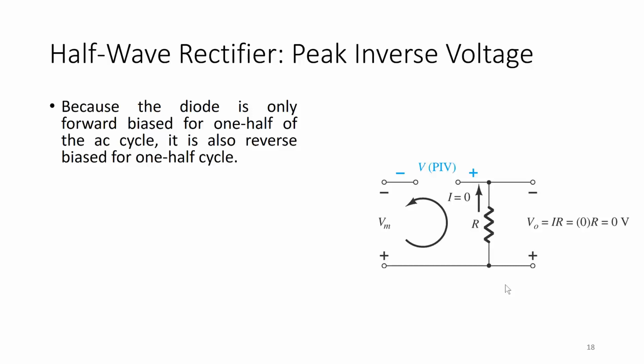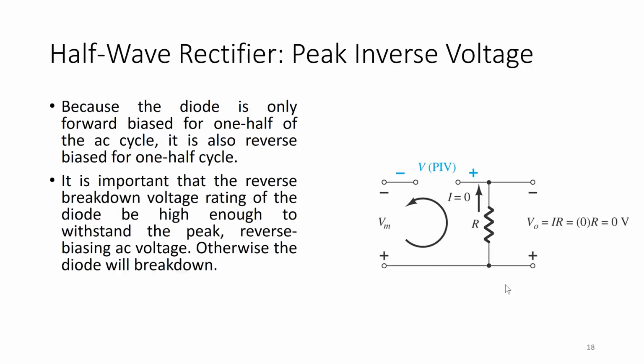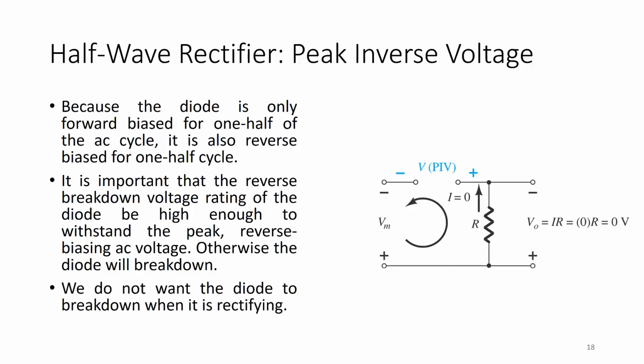So for this slide, when it is supposed to be in reverse bias, it is not supposed to break down, because otherwise it's not omitting that part of the negative cycle that you want to rectify. So it is important that the reverse breakdown voltage rating of the diode is high enough to withstand the peak reverse biasing AC voltage. Otherwise, the diode will break down. We do not want the diode to break down when it is rectifying.